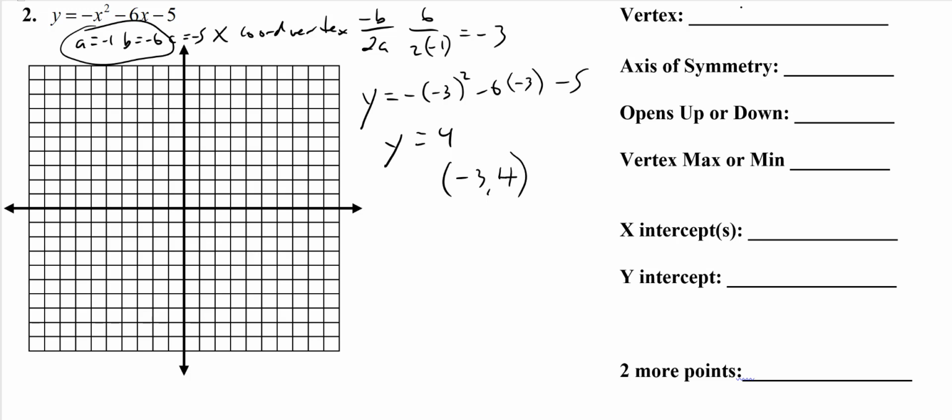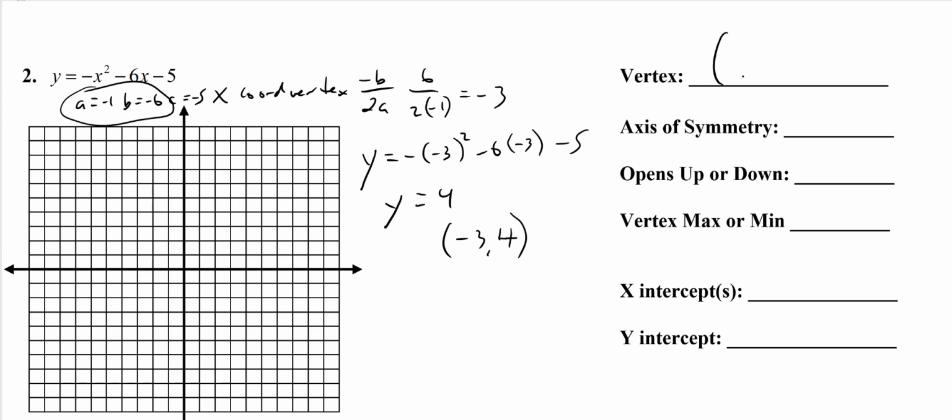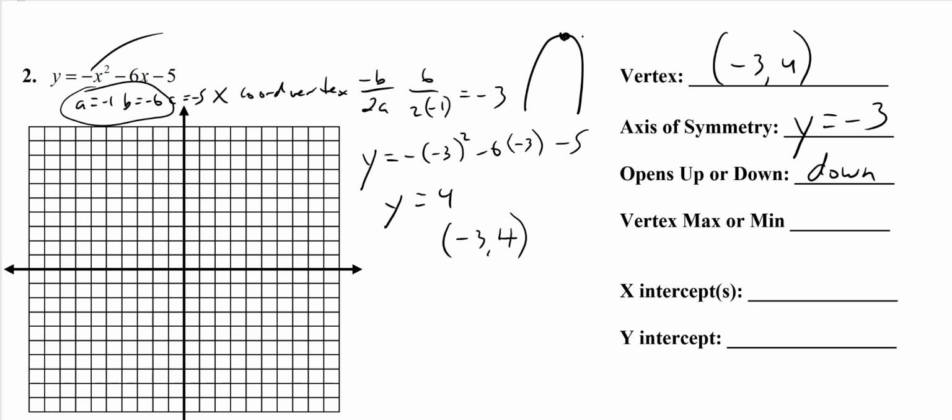So let's write that in there. Negative 3, 4. Okay, axis of symmetry, super, super easy. x equals negative 3. Okay, look at the value of a. It's going to go down, right? Because it's negative. So it opens down, which means if it opens down, look at the picture, that means it's a maximum. Okay, so maximum.